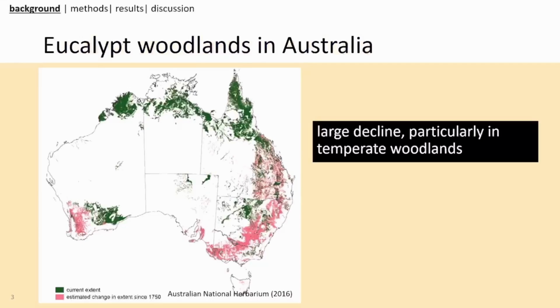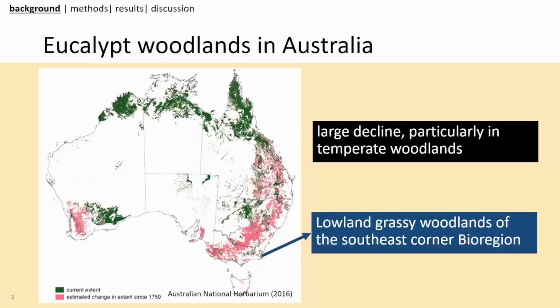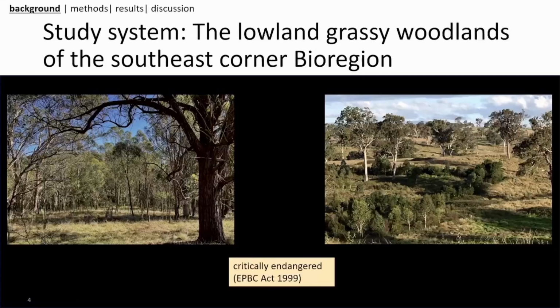So, as we know, eucalypt woodlands are fairly common in Australia, but they have also drastically declined, as we can see here based on the pink areas. Particularly in the southern regions, in temperate areas, these woodlands have strongly declined. And in my PhD, I've been focusing on a community called the lowland grassy woodlands of the southeast corner bioregion, which is in the temperate area as well.